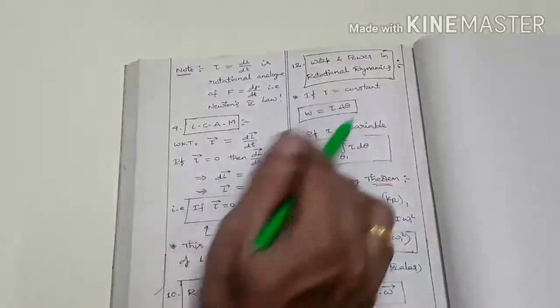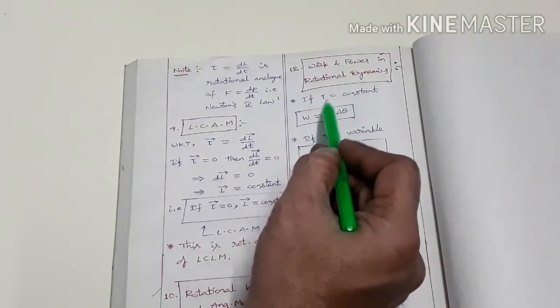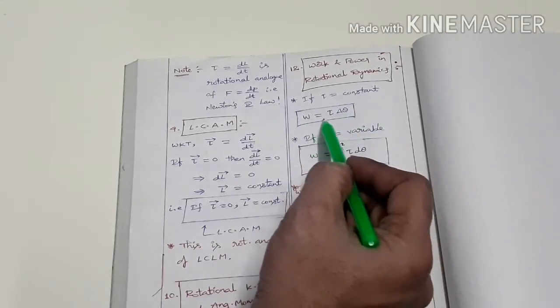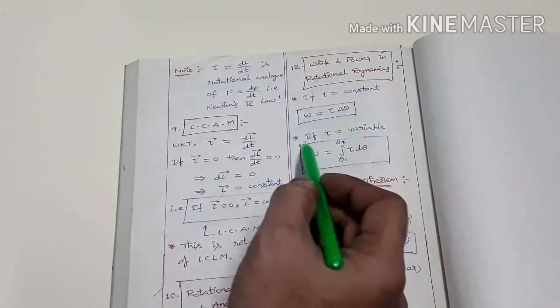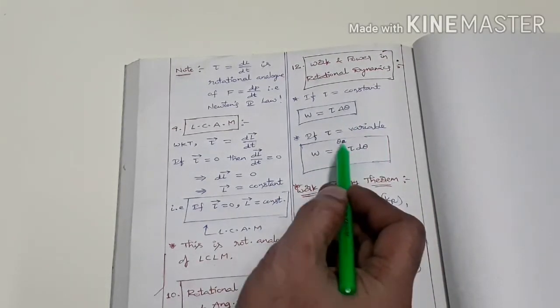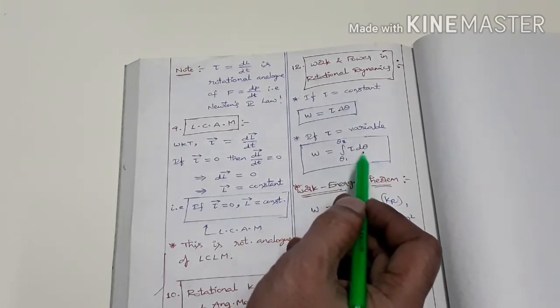Okay. Next one, work and power in rotational dynamics. If torque tau equal to constant, the work done W equal to tau into delta theta. And if tau is variable, work done is given as integral from theta 1 to theta 2 of tau d theta, because this tau is acting and rotating the body.